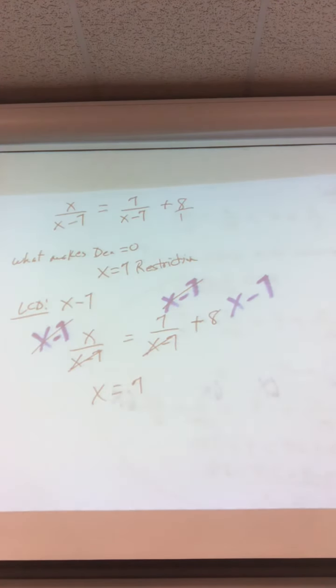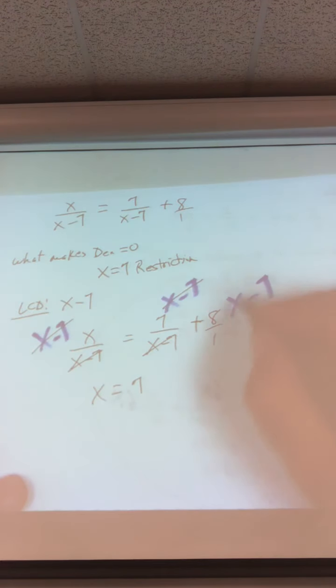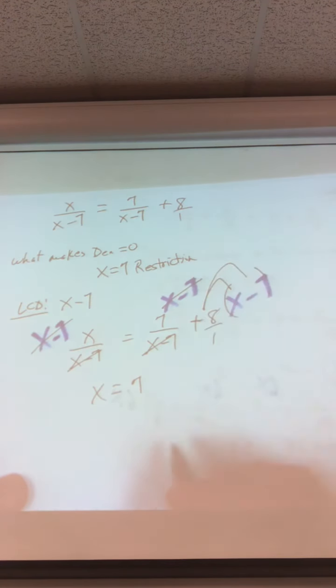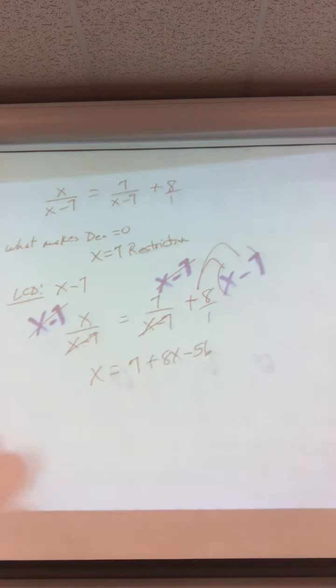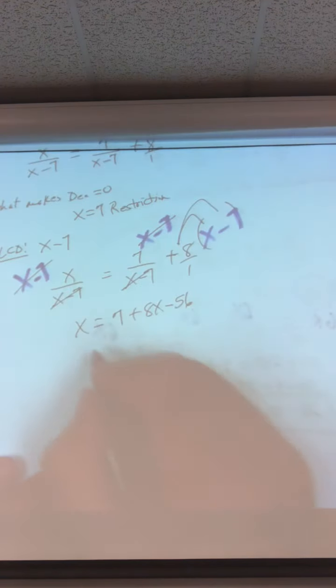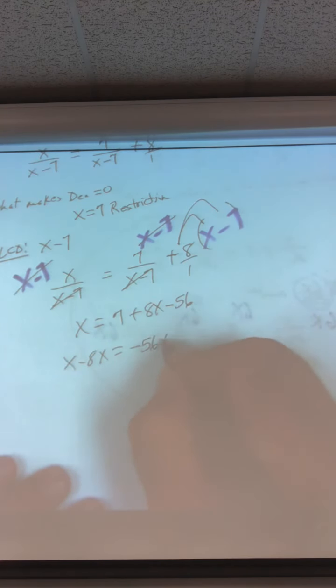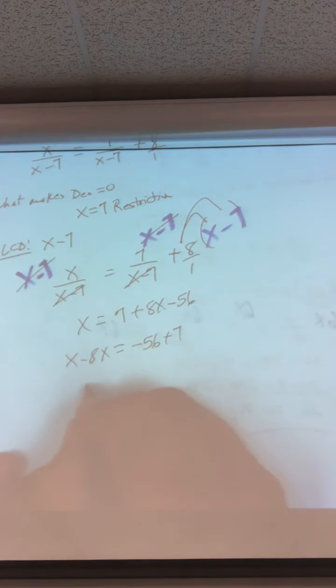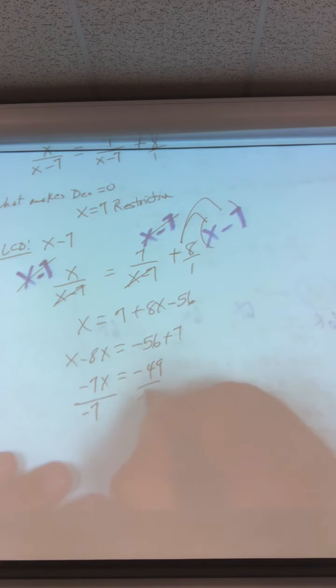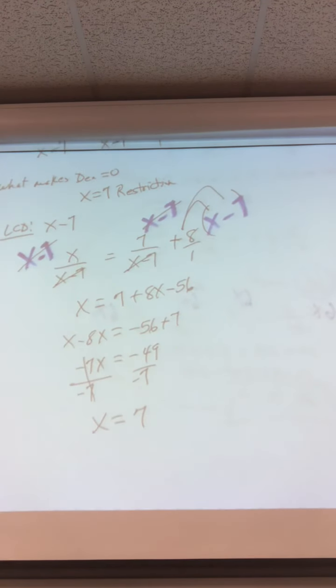Now be careful right here. This is over 1, but this 8 has to distribute to both of those. So that's 8x minus 56. Now get your x's on one side. Get your numbers on the other. So subtract the 8x across. You get x equals 7.